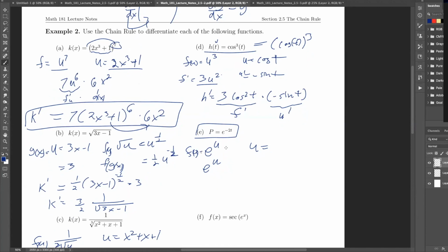In my mind, I think this is the big function, this is the little function. Does it really have anything to do with big and little? No, it's just how my brain files it away. Here, u is -2t. Well, the derivative of that is just -2. So the derivative with respect to t would be e to the u, which is -2t, times -2, which you guys simplified to be -2 e to the -2t.